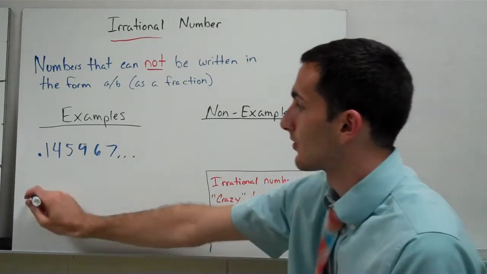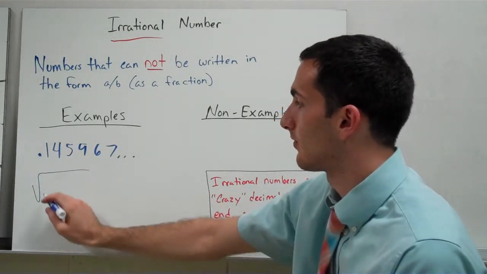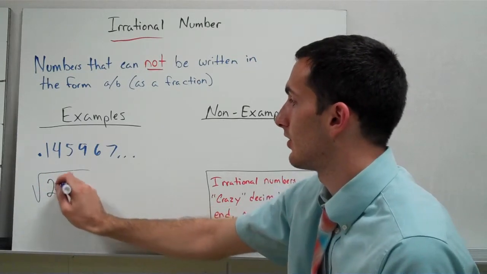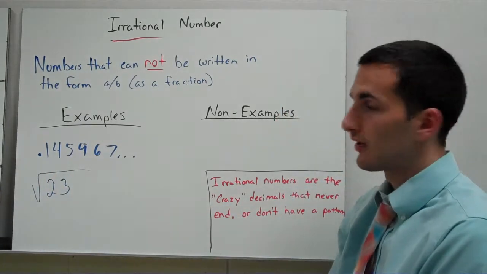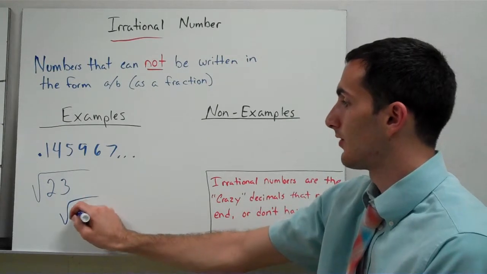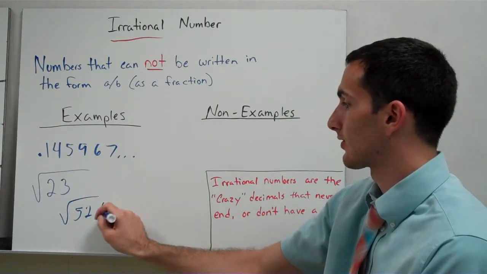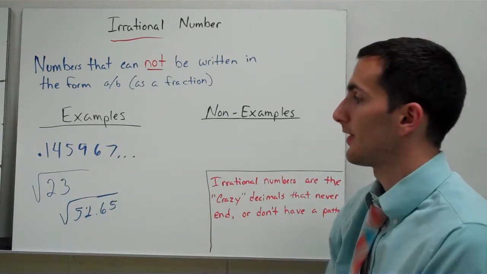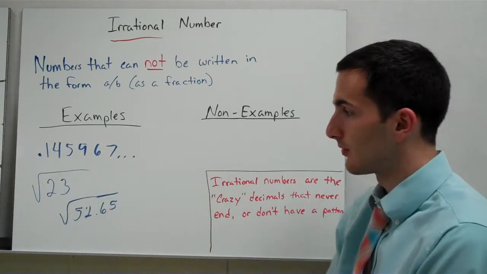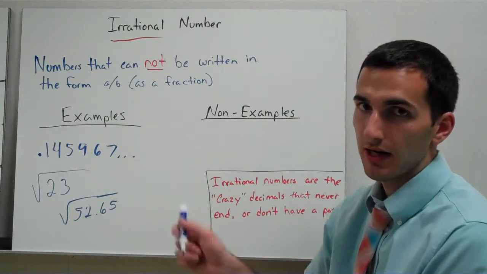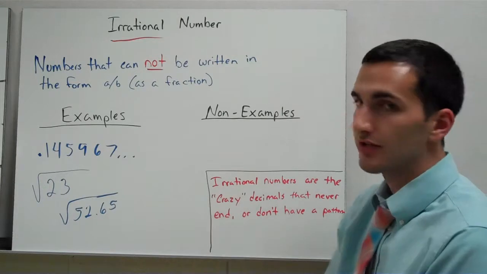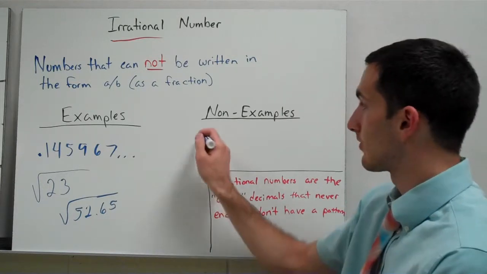All right. Also, the square root of 23. Okay. The square root of 52.65. Okay. All these are going to give us really strange numbers that are going to go on forever and not repeat. A non-example would be a decimal that repeats.